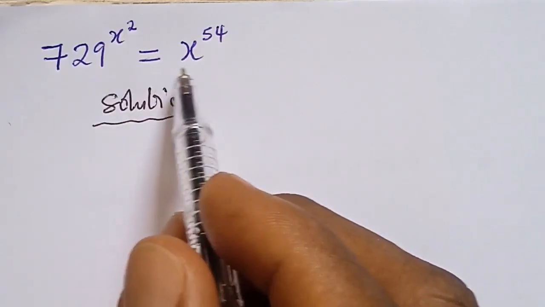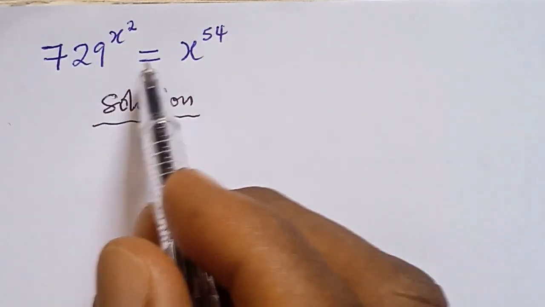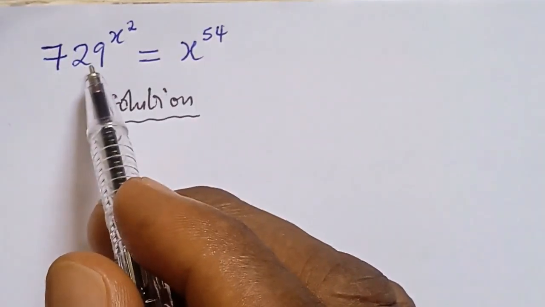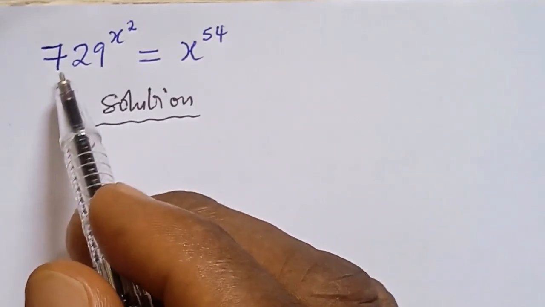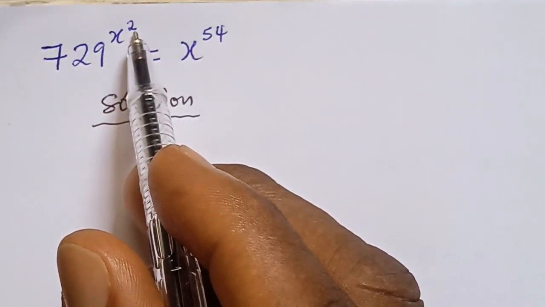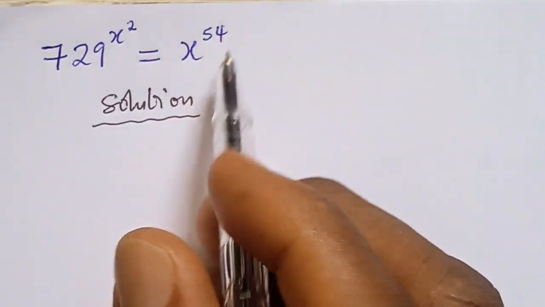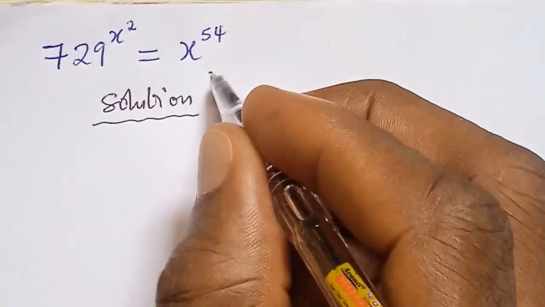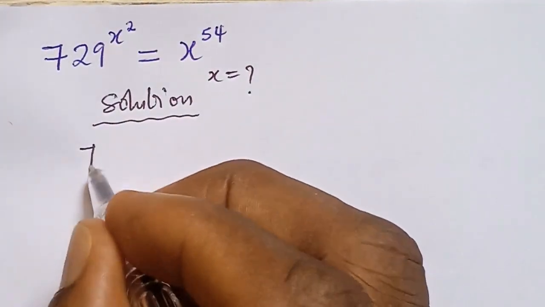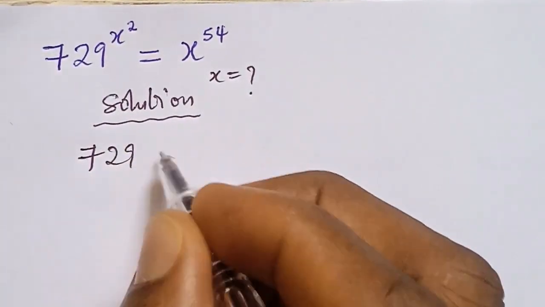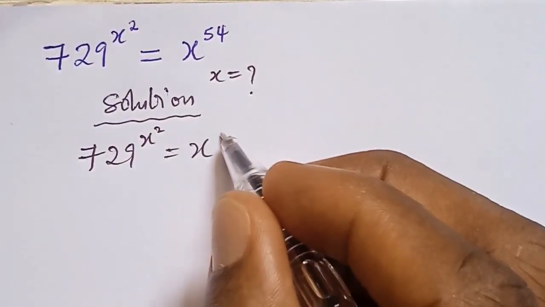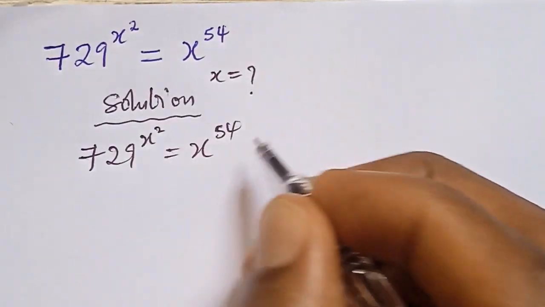We have a nice question over here. We are asked to find the value of x from this expression: 729 to the power of x to the power of 2 equal to x to the power of 54. What is the value of x? Our question implies 729 to the power of x to the power of 2 equal to x to the power of 54.